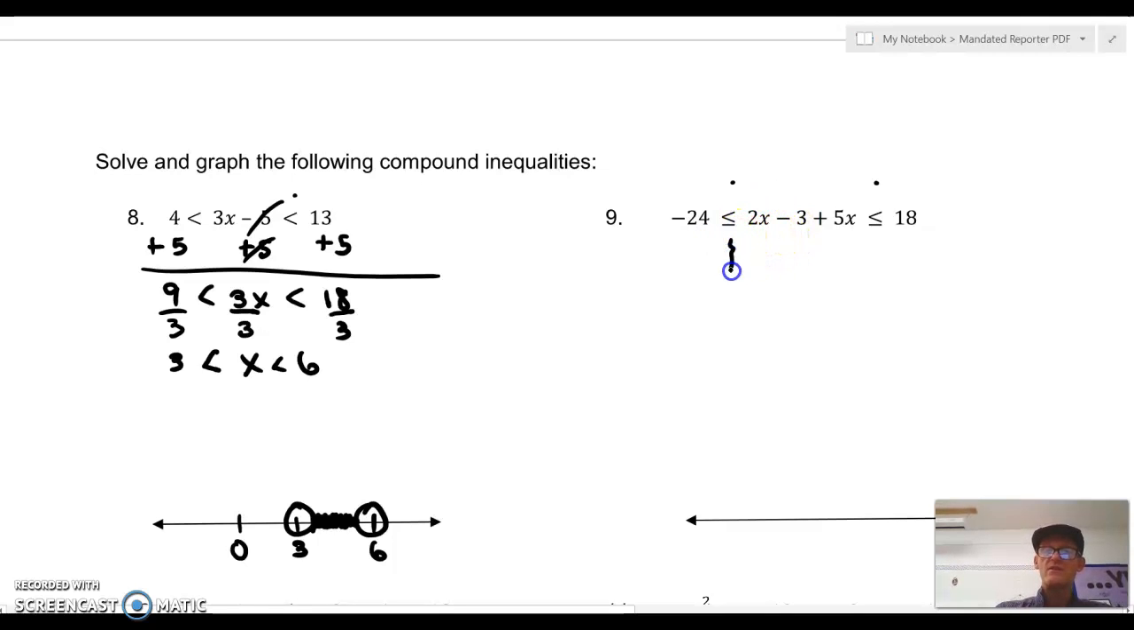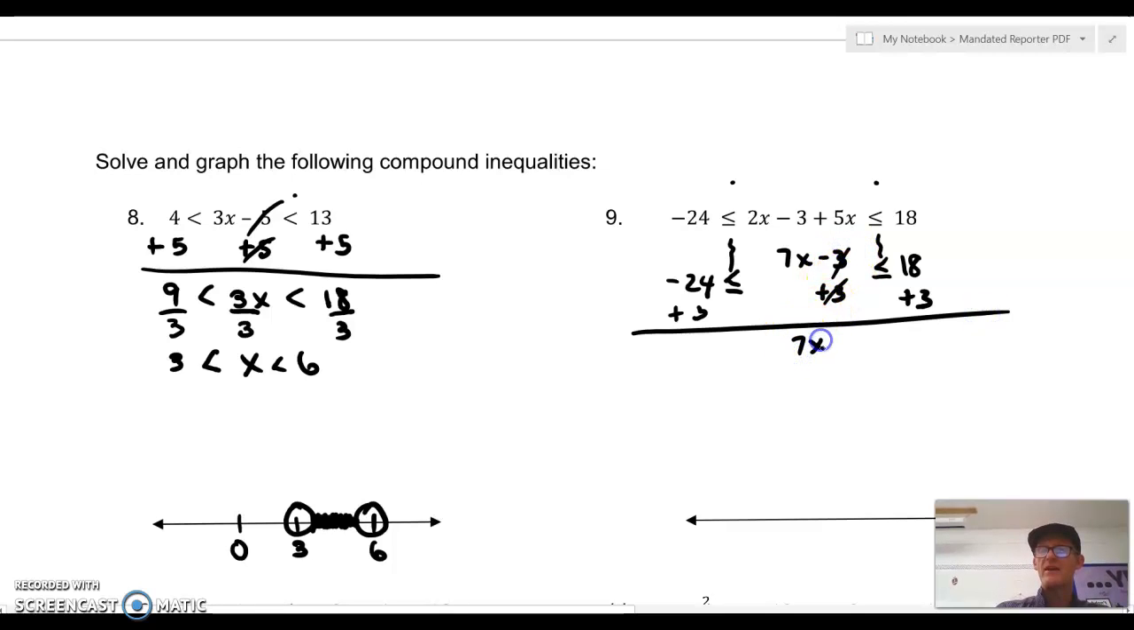All right, so the second compound inequality is 7x minus 3 on the inside after I simplify, less than or equal to 18, and greater than or equal to negative 24. All right, so I'm going to add the 3 to both sides. And I get 7x less than or equal to 21, greater than or equal to negative 21. Divide by 7, and x less than or equal to 3, greater than or equal to negative 3.